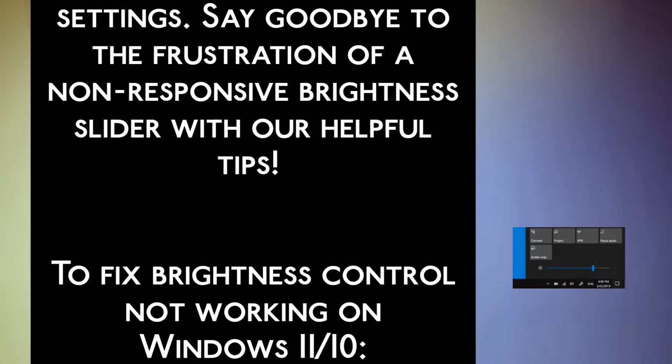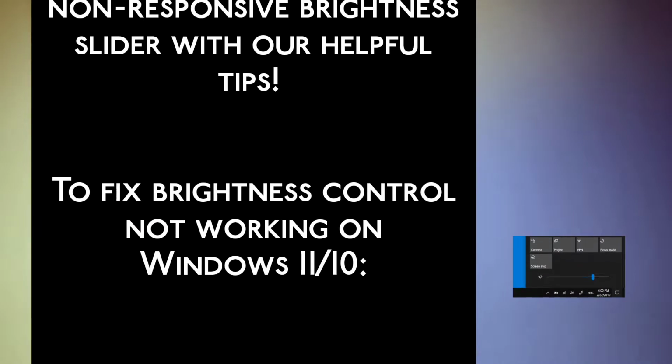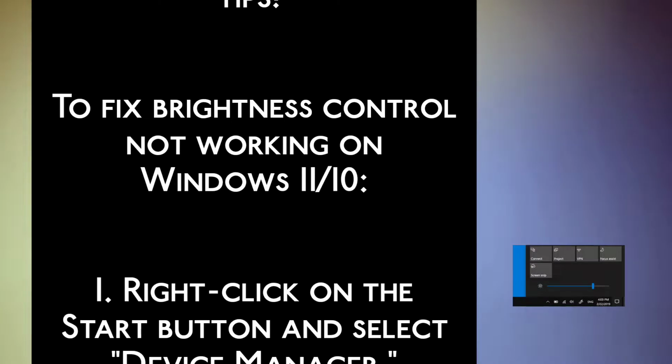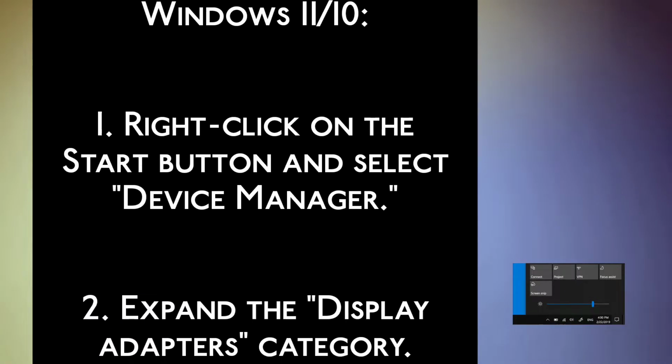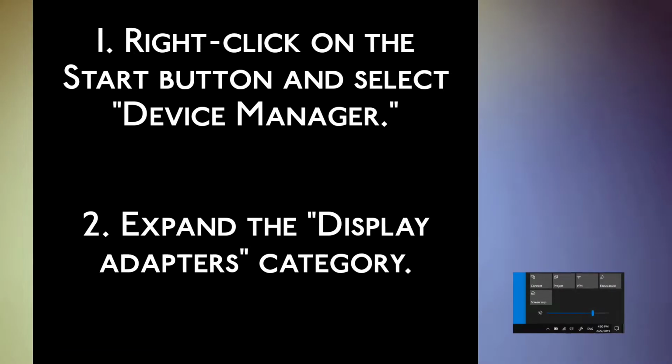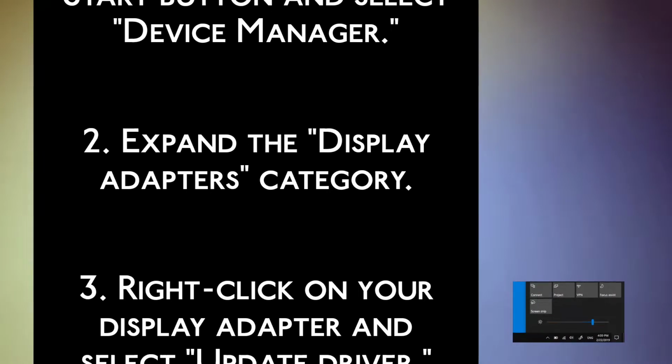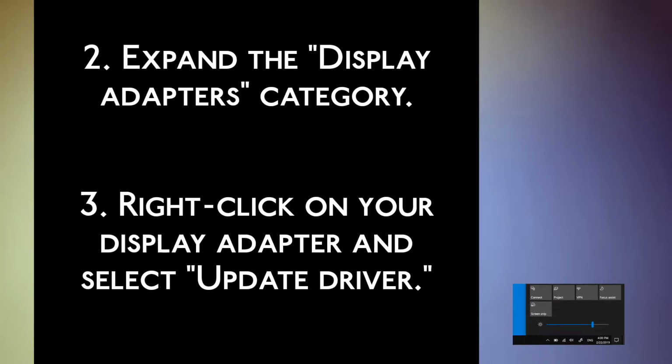To fix brightness control not working on Windows 11 or 10, Step 1. Right-click on the Start button and select Device Manager. Step 2. Expand the display adapter category. Step 3. Right-click on your display adapter and select Update Driver.